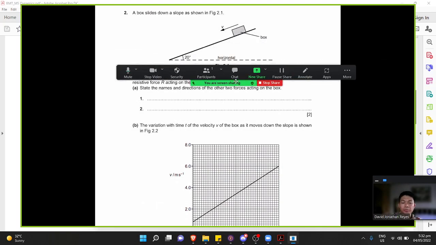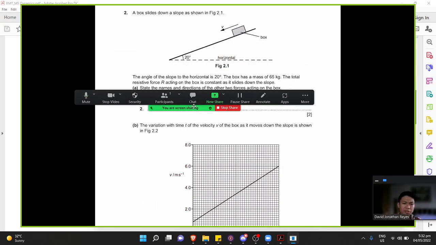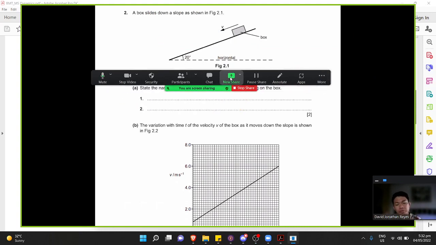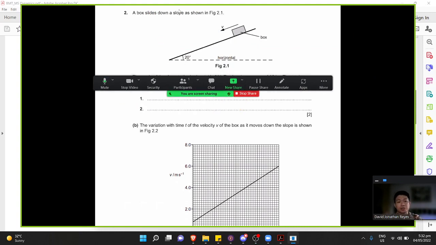Here we have a problem where a box is sliding through an inclined plane. And we want to solve for various things such as the resultant force of an object. Now, since we are asked to solve for the resultant force of an object, most likely we will be using the second law of motion.